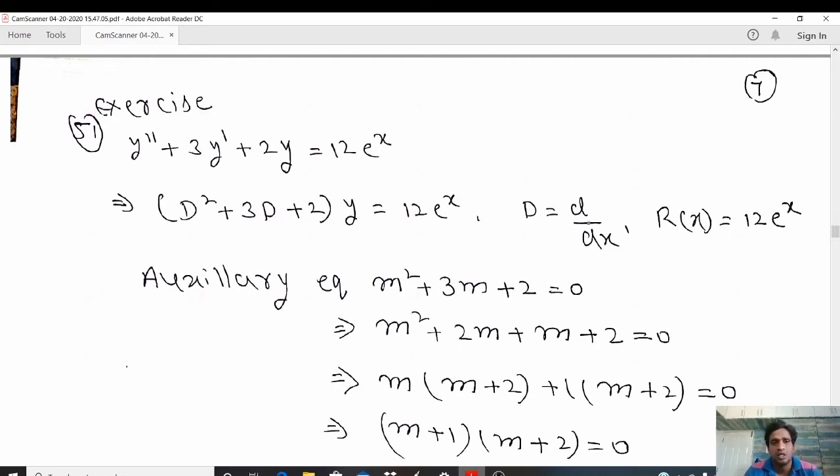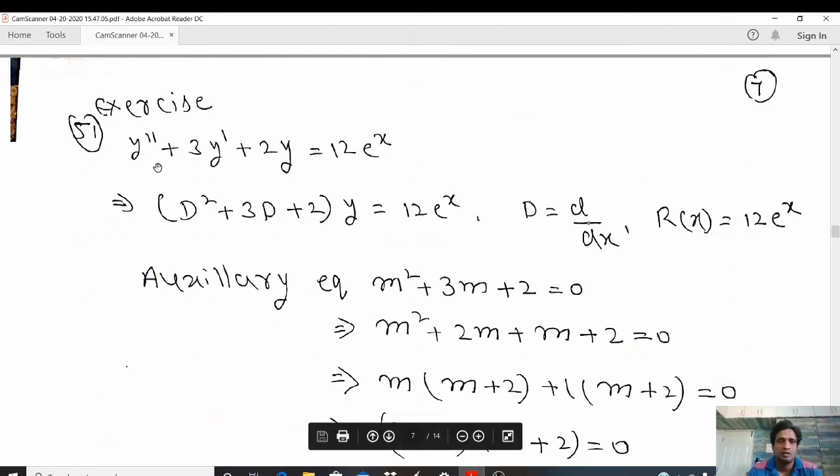In the last two lectures, we discussed the existence of variation of parameters and problems using variation of parameters. Today, we will discuss some more problems on variation of parameters. Okay, that is the first one.